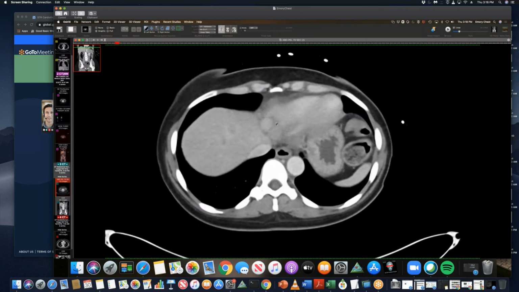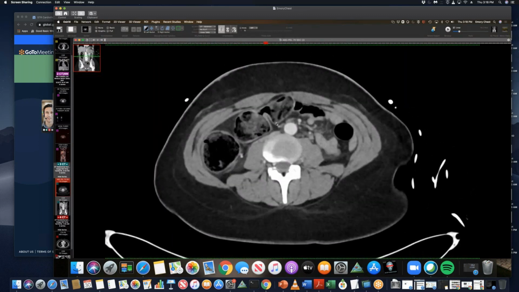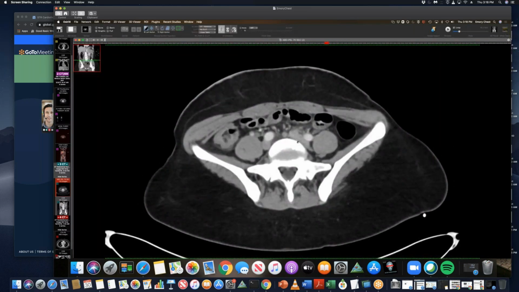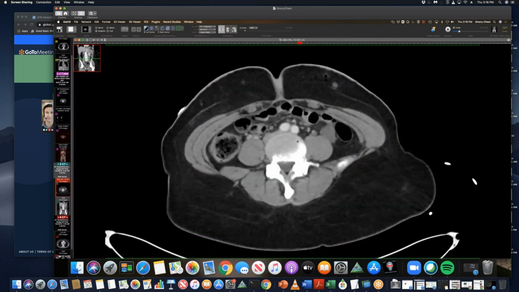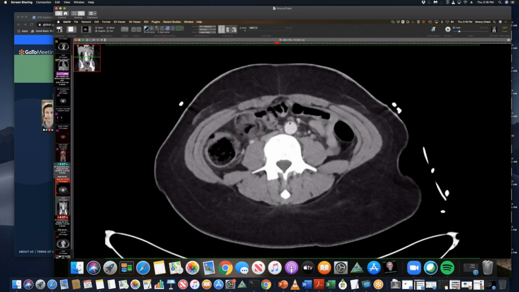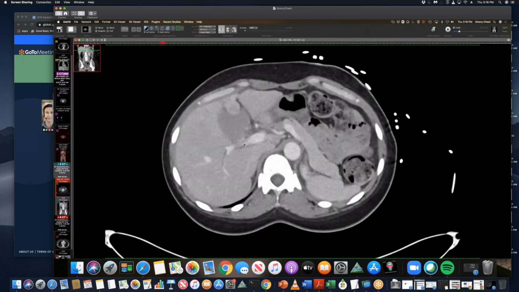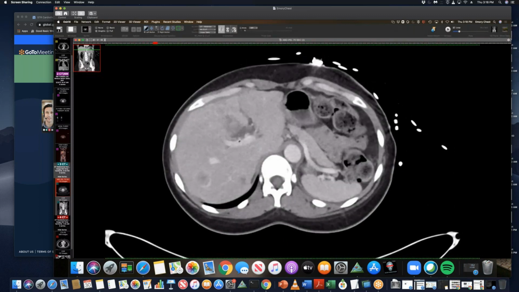So in her initial abdominal CT, she has a mass that's enhancing here, right below the aortic bifurcation. And then a few smaller lesions here, also enhancing. But she has multiple lesions in the liver, which are metastatic.